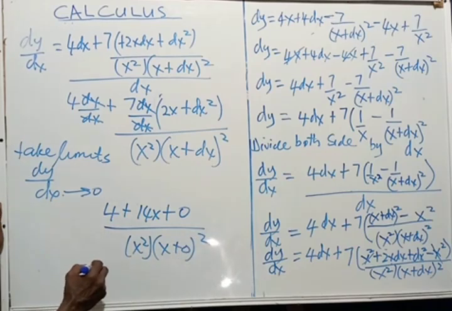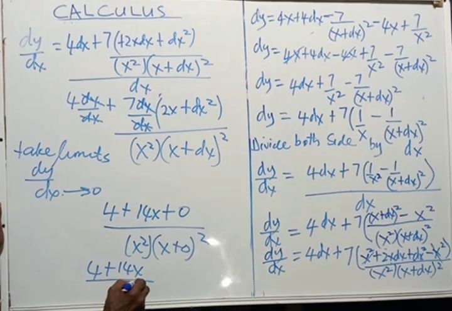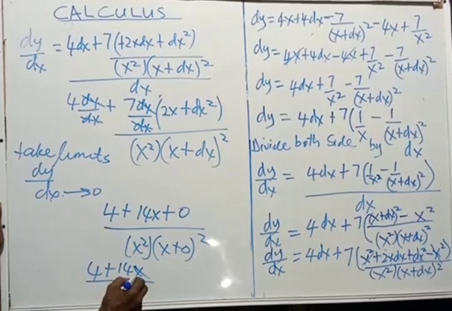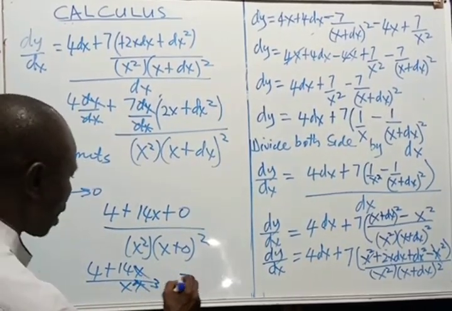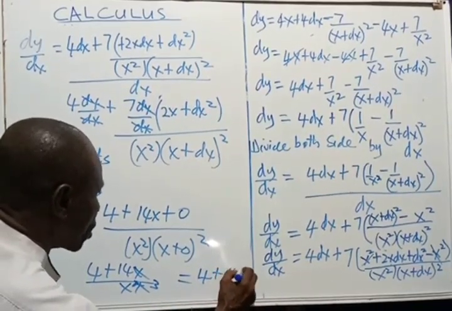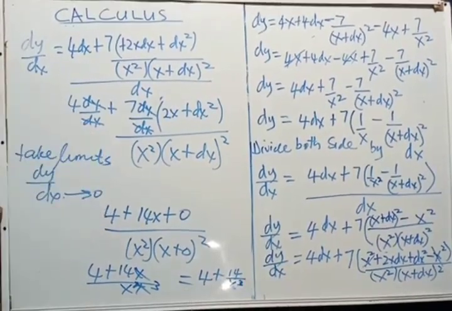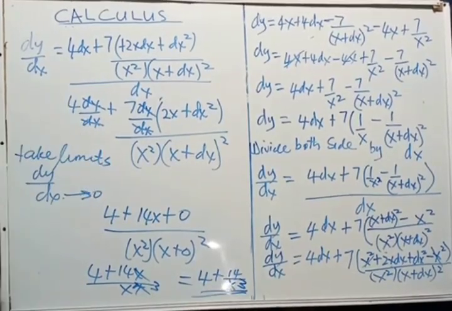So from here, I now have 4 plus 14x over x raised to power 4. X here will go, and then I'll be left with x raised to power 3 there. So here, I now have 4 plus 14 over x raised to power 3. Now, this becomes my final answer.